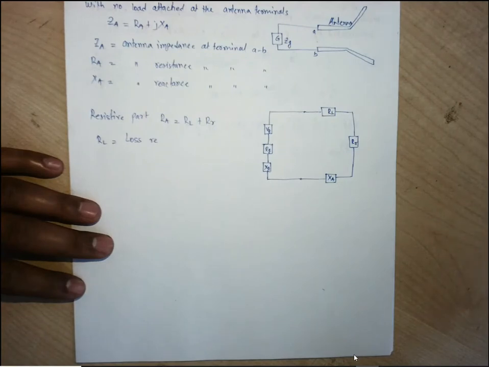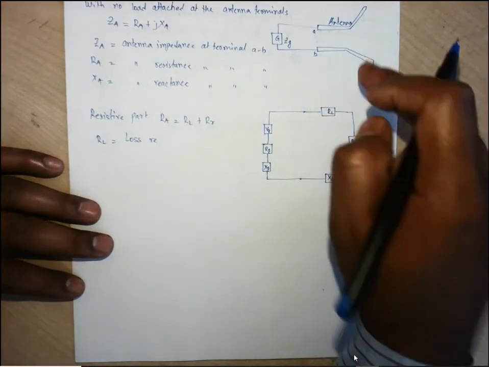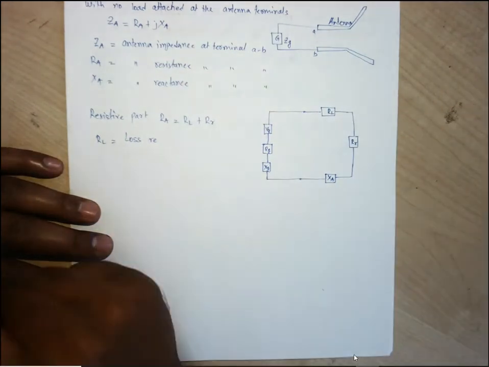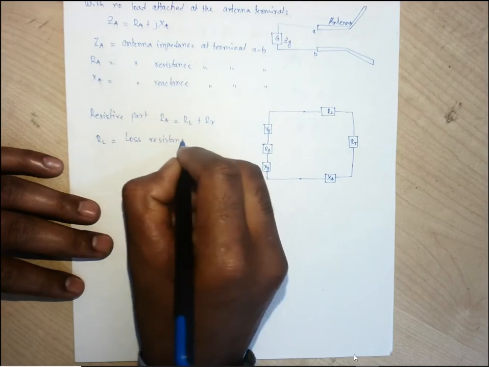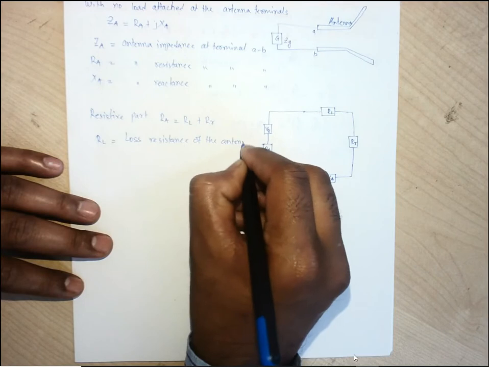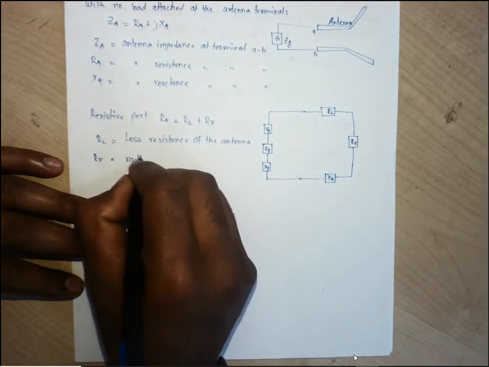So we are defining this antenna from a circuit point of view, taking into consideration different resistances and reactance. We have taken this antenna as a circuit element. So what are the different elements? These are the different elements we have considered, connected with the loss resistance of the antenna. This RR is known as the radiation resistance.